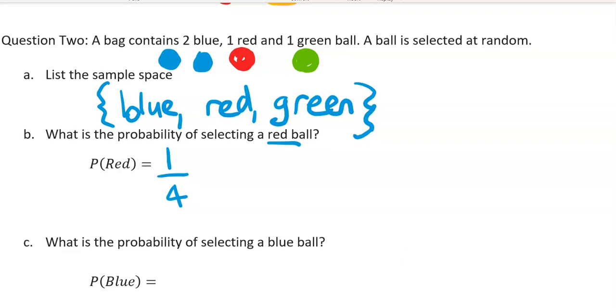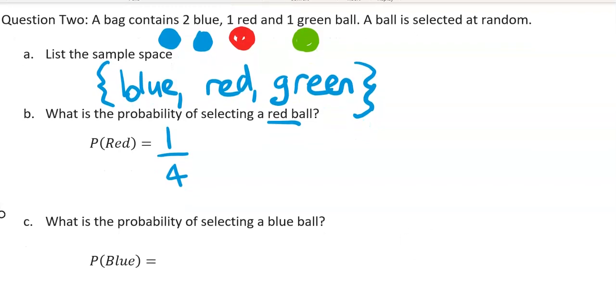What's the probability of choosing a blue ball? How many blue balls are there? How many ways could we choose blue? Well, there's 1, 2. So I've got 2 blue out of 4 balls in total, so 2 out of 4. And again, we can simplify that to 1 out of 2.